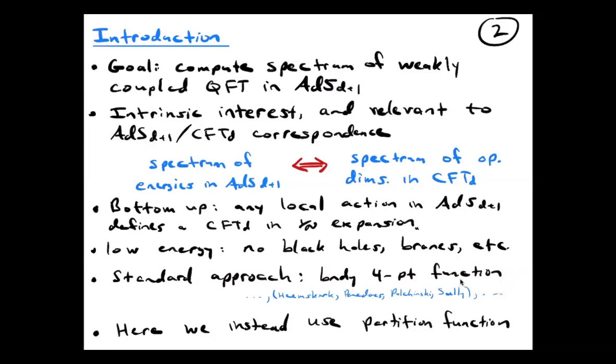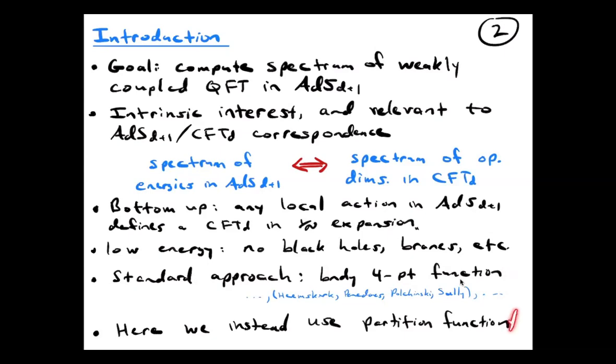So instead, I'm going to try to use not the 4-point correlator, but just compute the thermal partition function and try to extract this data. The hope is this might be simpler, and one reason to expect that is that in the other approach where you expand a 4-point function, you get out both the spectrum of operator dimensions and OPE coefficients, whereas here we have the partition function, the 0-point function.